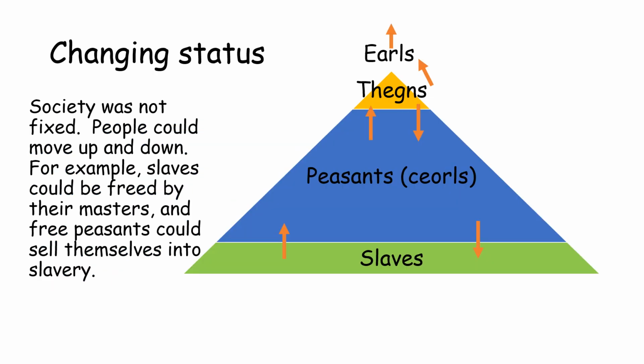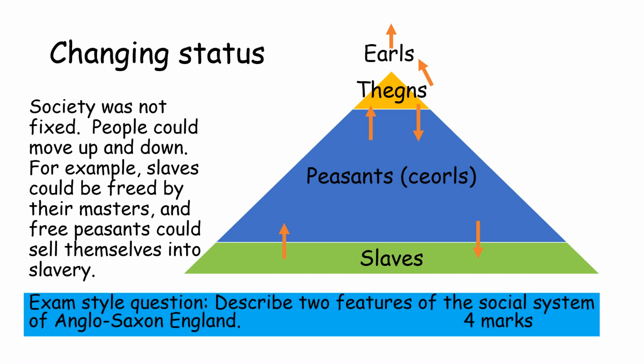You've seen this diagram before, so this is similar to the one we've done already in the sense that it shows the thanes, the peasants and the slaves, but this one is showing us how society was not fixed. People could move up and down, so slaves could be freed and free peasants could sell themselves into slavery. You don't need to copy this diagram. If you want to, you can, but do please have a go at this exam style question. Describe 2 features of the social system of Anglo-Saxon England. So pause the video and start writing, remembering to write about a feature, then a detail, a second feature, a second detail, and then a description of it.